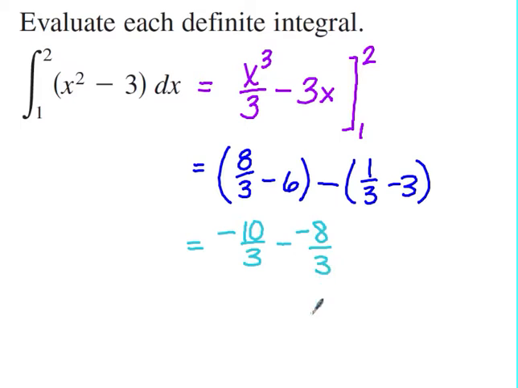I think. Double check. Does that come out correct? So now if I combine those two, I get a value of negative 2/3. Oh, I forgot that negative sign. I would have been right. So then what that means is that the value underneath the curve, x squared minus 3, from 1 to 2, is going to be negative 2/3.